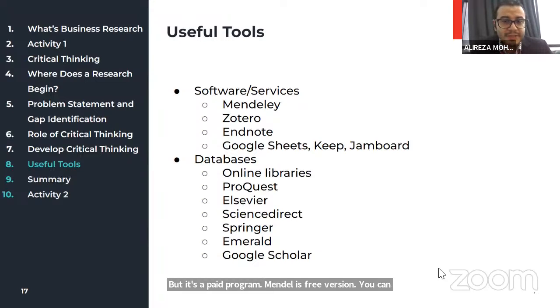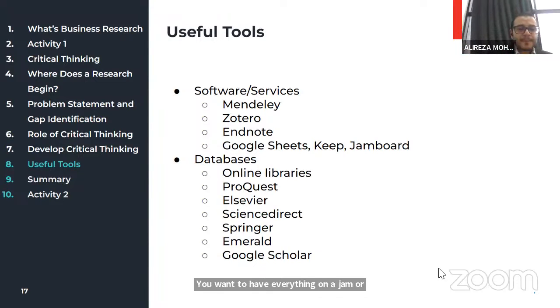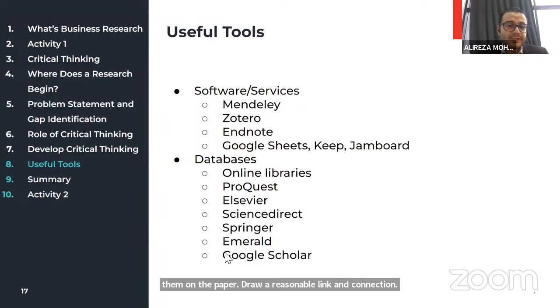Services such as Google Sheets, Google Keep, Jamboard, especially when you are writing about the problem, you want to have everything on a Jamboard. Brainstorm, maybe with your classmates, with your supervisor. The variables you find in research, try to put them on a paper, draw a reasonable link and connection between them, and so on.